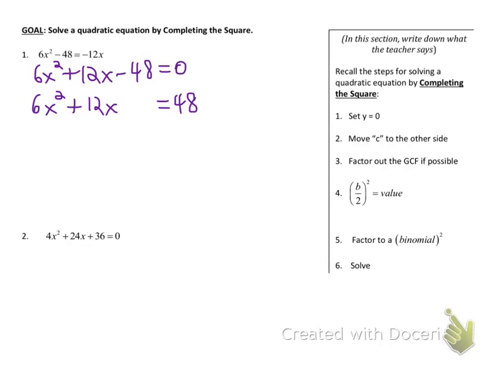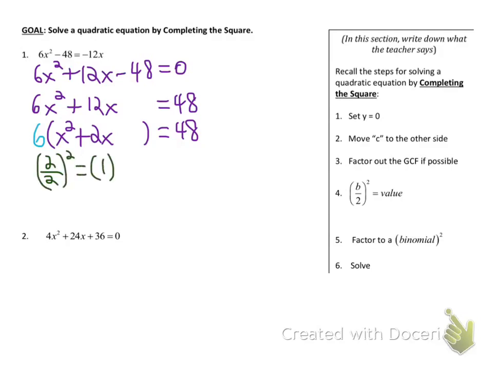So the greatest common factor of 6x squared and 12x is 6. So I will factor out a 6, leaving us with x squared plus 2x, and that equals 48. And then I'm going to complete the square with the leftover b value that's inside the parentheses. In this case, that would be a 2. So I'm going to do step 4 using this b value 2 right here. Take that 2, divide it by 2, and then square it, which will give me 1 squared, which is 1.